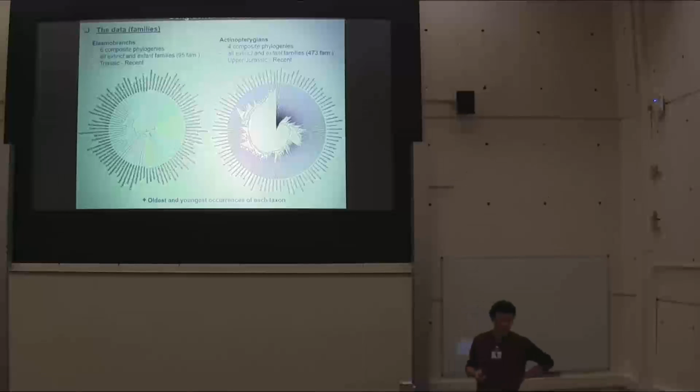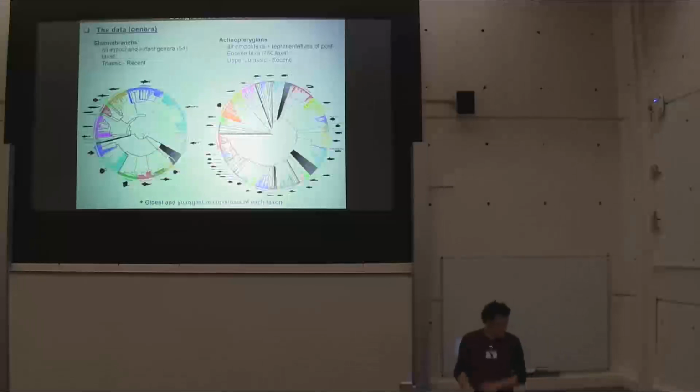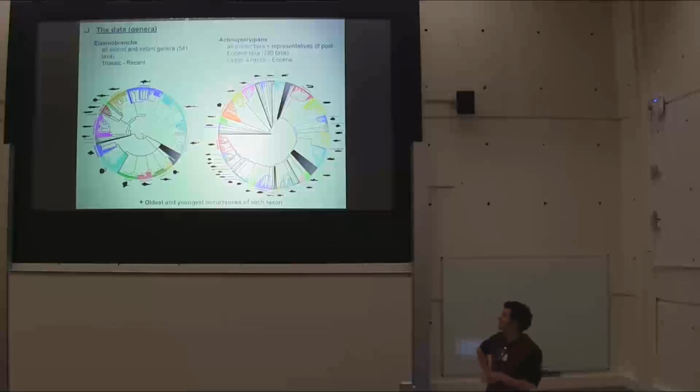So we applied this to our data. We used several competing phylogenies, including all extinct and extant families. We have 95 families for Elasmobranchii and 473 families for the Actinopterygii, from the Upper Jurassic to the recent for the Actinopterygii, and from the Triassic to the recent for Elasmobranchii. We also did this for the genus data, but I won't have time to go through this. I'm going to stick to the family data.